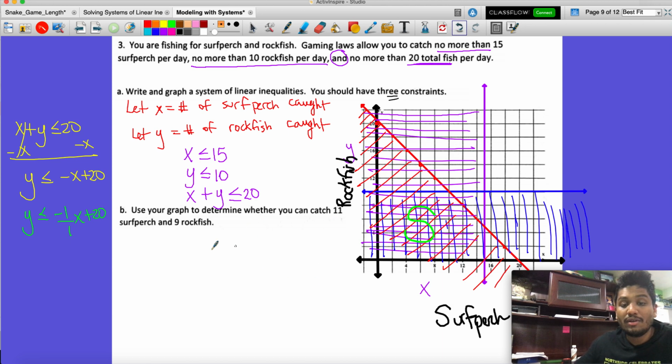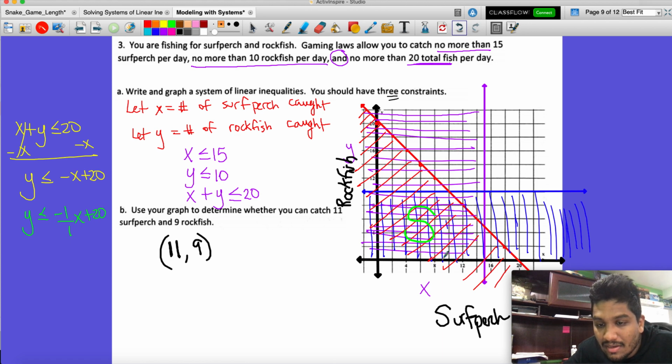They're asking, can you get 11, comma, 9 rockfish? I'm putting this as a coordinate because 11 is the x value, and x is surf perch. 9 is the rockfish, and y was the rockfish. So if I go to 11, so 8, 9, 10, 11, comma 9 is about here. That looks like it might be okay. If you're not sure, then we have to check it.